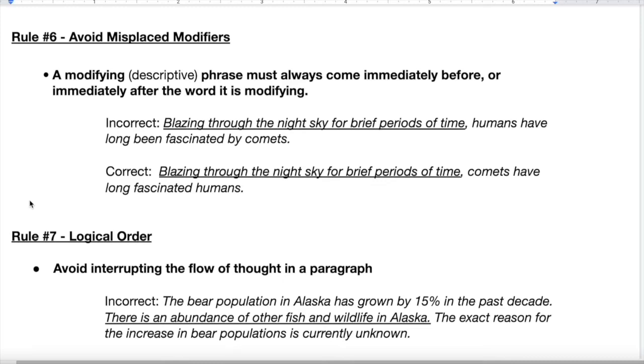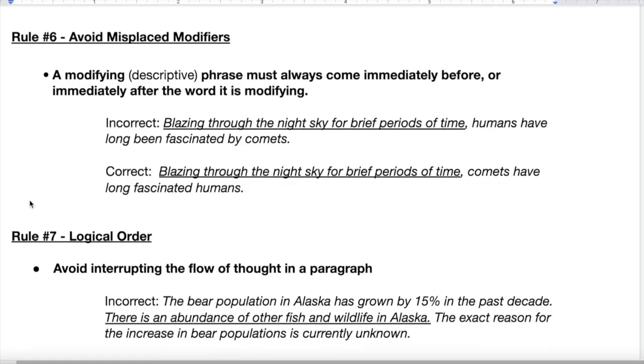And humans doesn't make a lot of sense. I'm not aware of any way for humans to blaze through the night sky, at least legally. I'll let you interpret that as you will. That doesn't make a whole lot of sense, that humans are blazing through the night sky. It's supposed to be the comets, right? Read the correct example. I think it's going to make more sense when you read it.